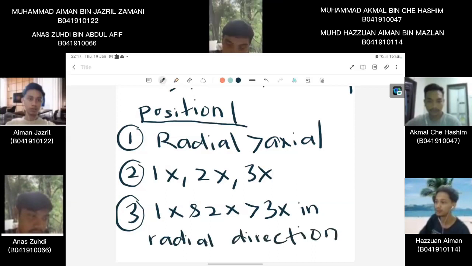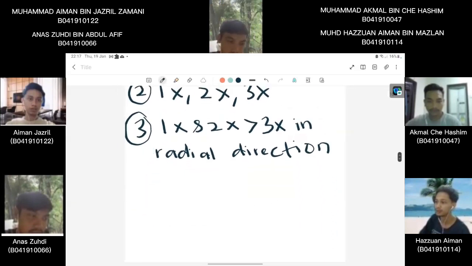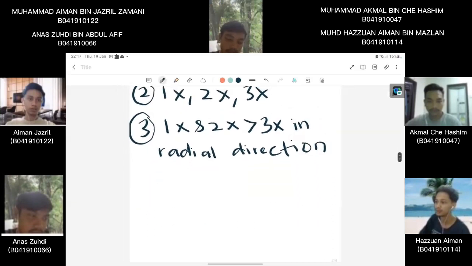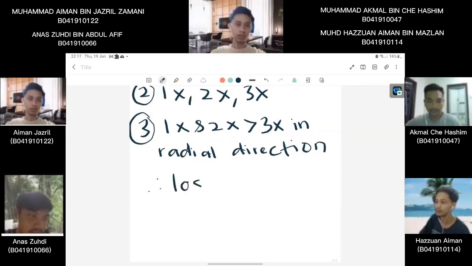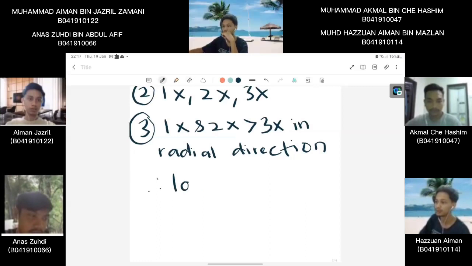So we can know that this is looseness type B, at the pedestal. So that's it for position 1. Looseness type B. So this is for the motor at position 1.